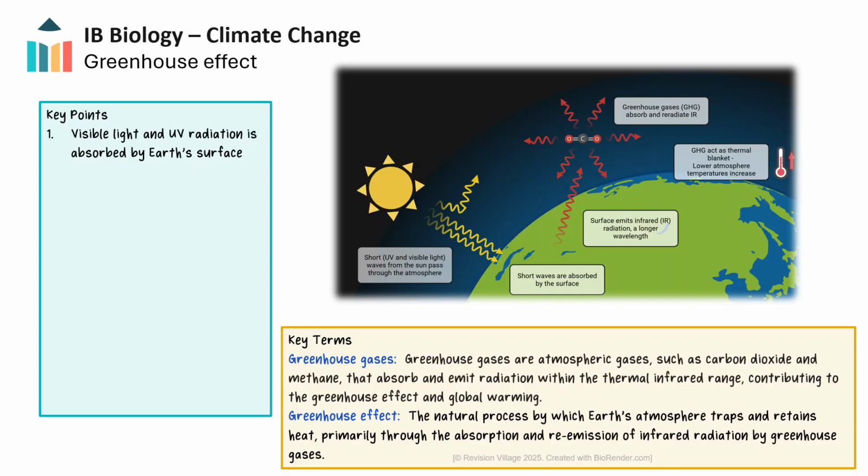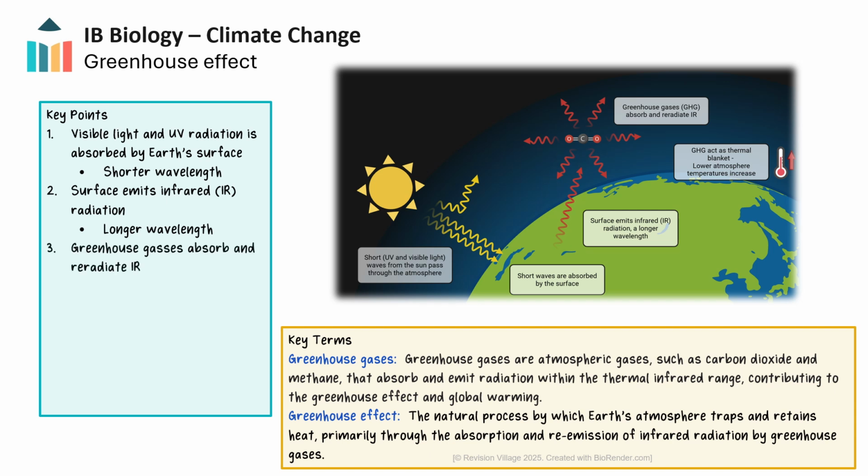The greenhouse effect is a natural process that warms the Earth's surface, enabling life to thrive. It occurs when solar radiation, both UV and visible light, passes through the Earth's atmosphere and is absorbed by the planet's surface, warming it. In turn, the Earth emits this absorbed energy as infrared, or IR, heat radiation, which has longer wavelengths than the incoming solar radiation. However, certain gases in the atmosphere, known as greenhouse gases, absorb and re-radiate some of the infrared radiation.